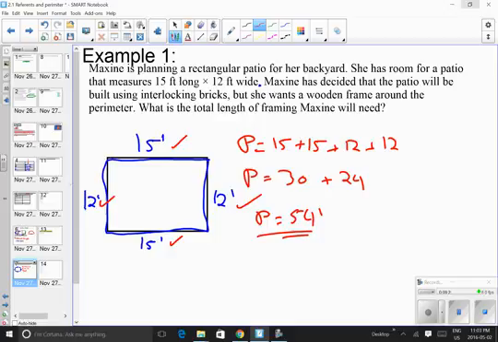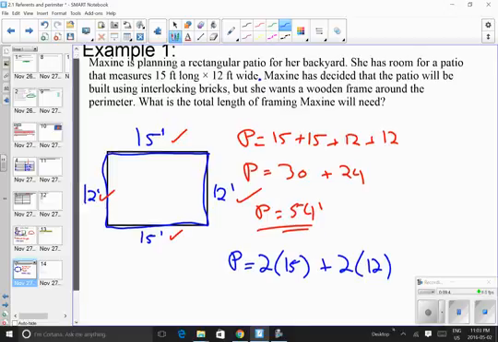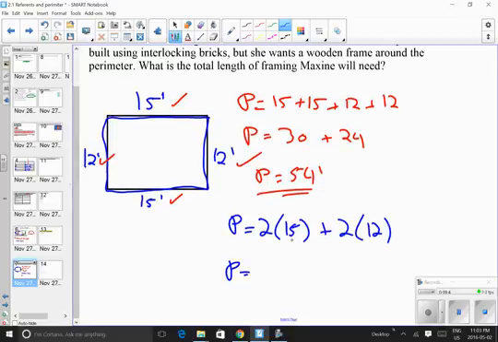Another way you could do this, instead of having all that addition, you could say that perimeter equals, well, I have two sides at 15, so two 15-foot sides plus two 12-foot sides. 2 times 15. Whenever we don't have any symbol, that means multiply. So 2 times 15 is 30. 2 times 12 is 24. And we're at the same spot. 30 plus 24 is 54 feet. That's our answer. So whichever way works for you.